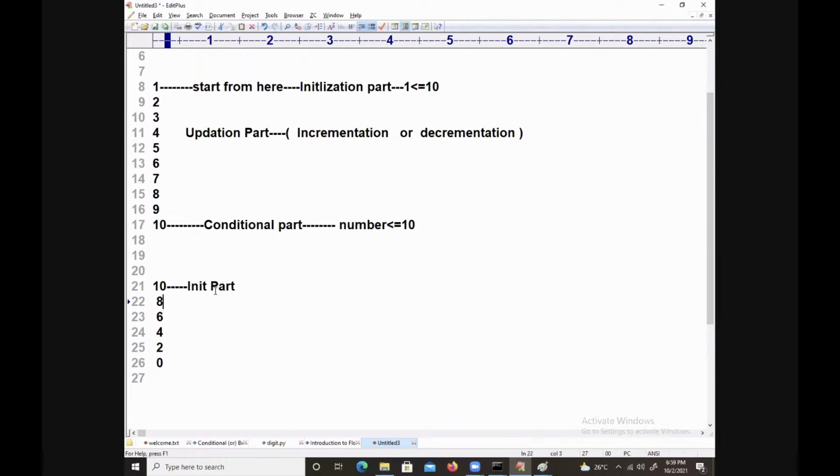What is the condition there? See, the condition should be prepared very intelligently: 10 greater than or equal to 0. As long as you are reaching 0, you go on coming. The condition is: a given number is greater than or equal to 0. And what are you doing here? Updation. How much are you decrementing? Decremented by 2.